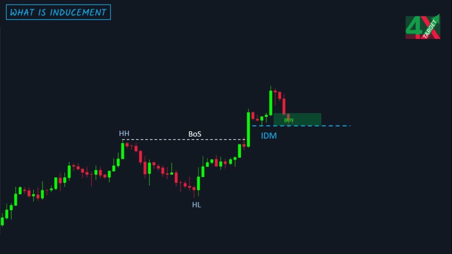Inducement is important because it highlights the exact points where retail traders commit mistakes. These internal pullbacks are designed to collect liquidity that smart money needs before pushing price toward its true target. Recognizing inducement helps traders understand not just where the market is likely to go, but also why price behaves the way it does around structure breaks.